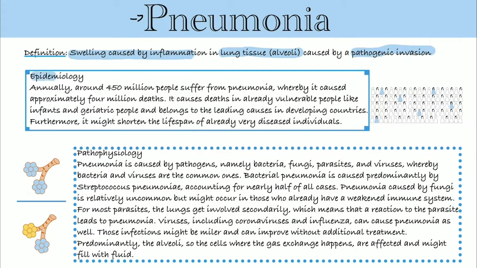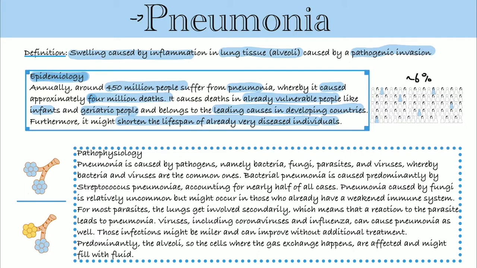Now let's first talk about epidemiology. Annually, around 450 million people, which corresponds to about 6% of the whole world population, suffer from pneumonia, and it also causes about 4 million deaths. Those deaths occur more frequently in those who are already vulnerable, like infants and geriatric people, and pneumonia also belongs to the leading causes of death in developing countries. And it might shorten the lifespan of already very diseased individuals.